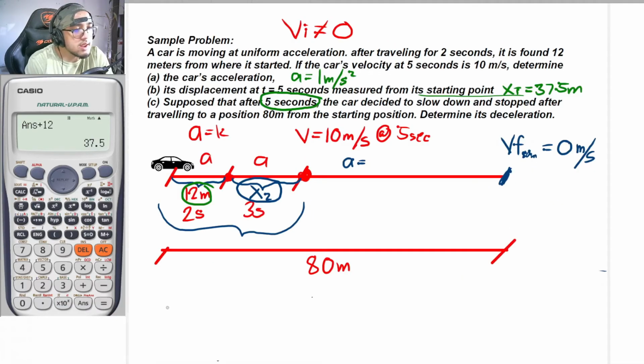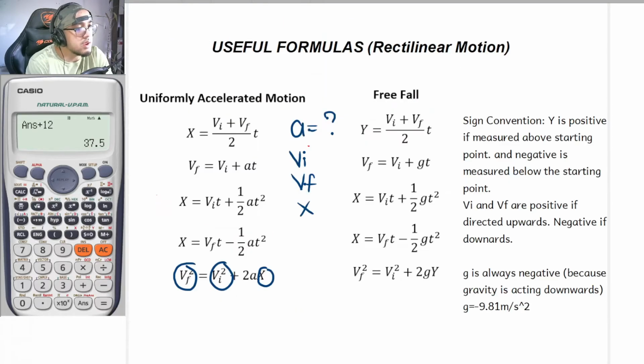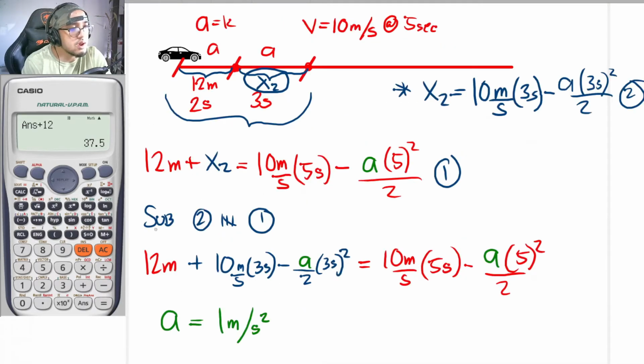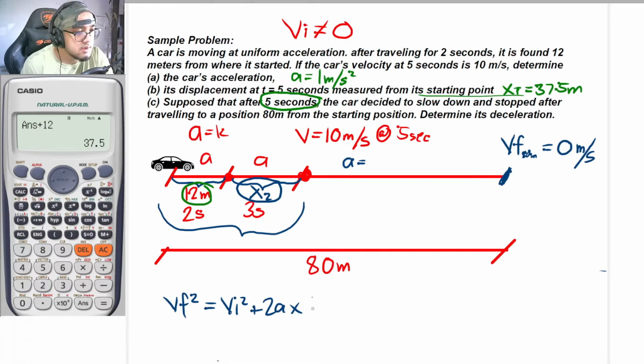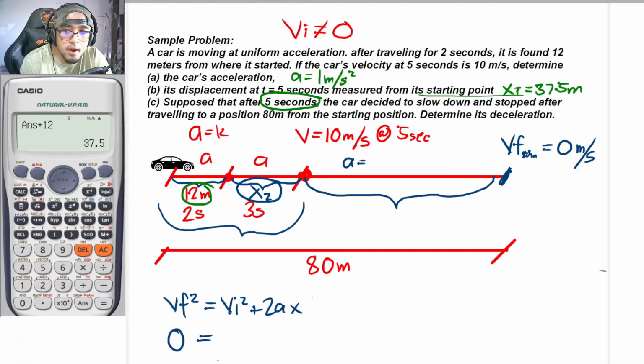So with that, rewriting it here, VF squared is equal to VI squared plus 2AX. Confirming, VI squared plus 2AX. Okay, so substituting known values, our VF once again is equal to 0. And for our VI, if you are wondering whether it is to be this or this, of course it would be this, because I am just going to analyze this part. Kasi dyan pa lang siya nagsimulang bumagal. So in English, it is at this point wherein the car decided to slow down.